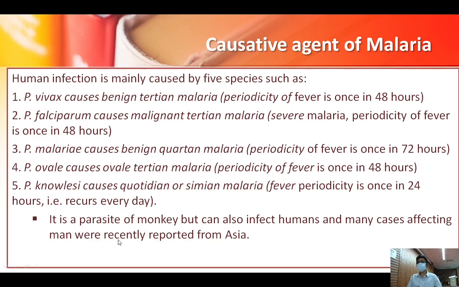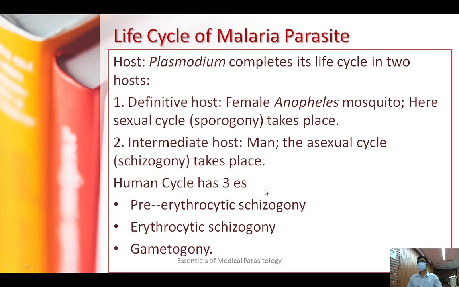The newest parasite, a new species which has been discovered fairly recently, maybe in the year 2015, if I'm not mistaken, 2014-15, came to light that it causes infection in humans also. So it causes quotidian, meaning every 24 hours, this fever can occur almost every day. That's why it is known as quotidian. As I told you, this parasite of the monkeys is known to cause infection in humans very recently.